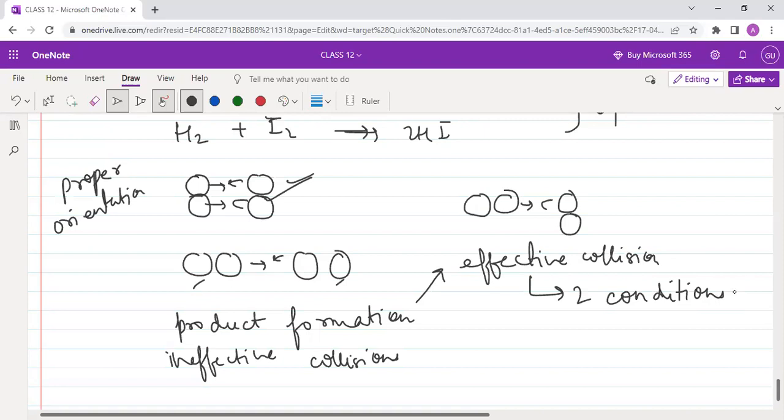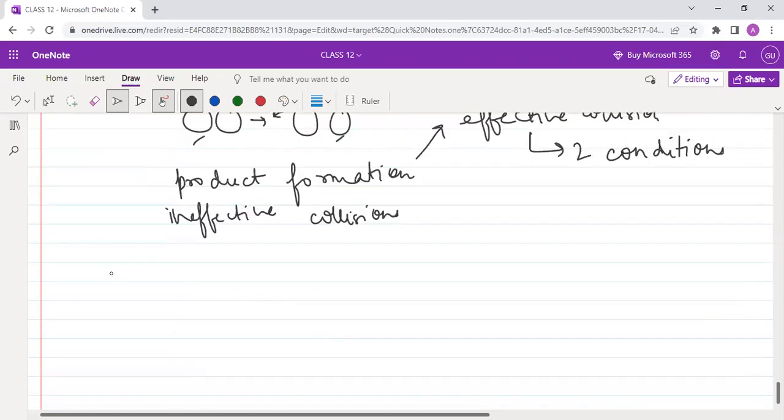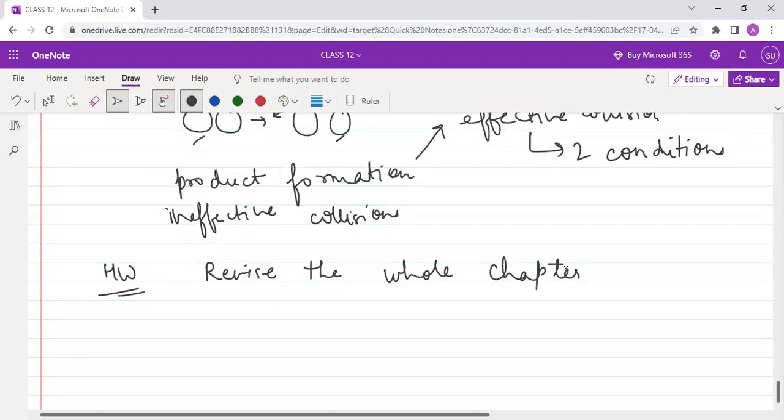Now, your homework is to revise the whole chapter. Will you do it? Yes. Okay, good. And you have to also revise the previous one, that is electrochemistry. So in the next class, first we'll discuss whatever doubts you will be having, and then we'll start with the solutions chapter.